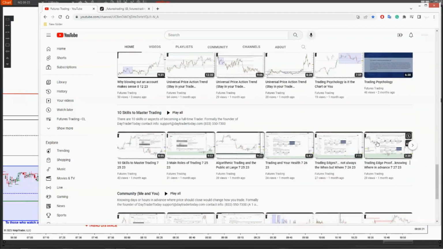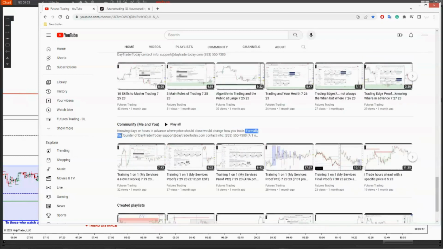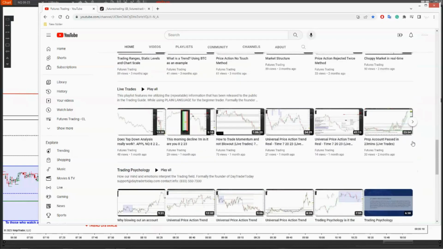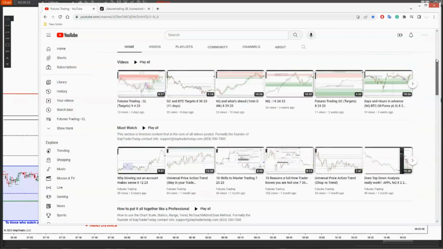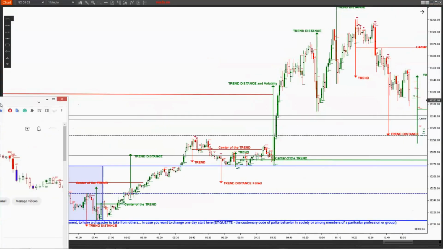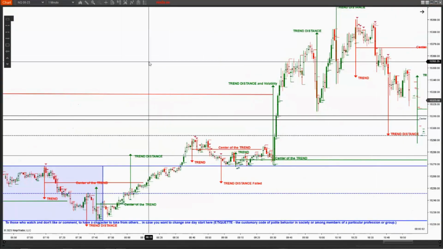Here's some aspects of trading that you can familiarize yourself with. And down here is what I do off screen. Knowing days and hours in advance where price should close would change how you trade. All right. Now, that stuff down there is done in a succession of blocks, so it kind of gives you a before and after effect if you want to familiarize yourself with any of that information. So the market's been swinging.